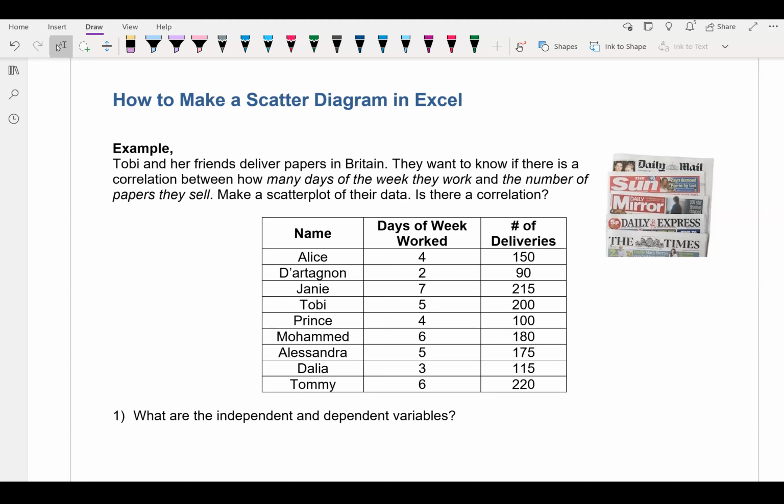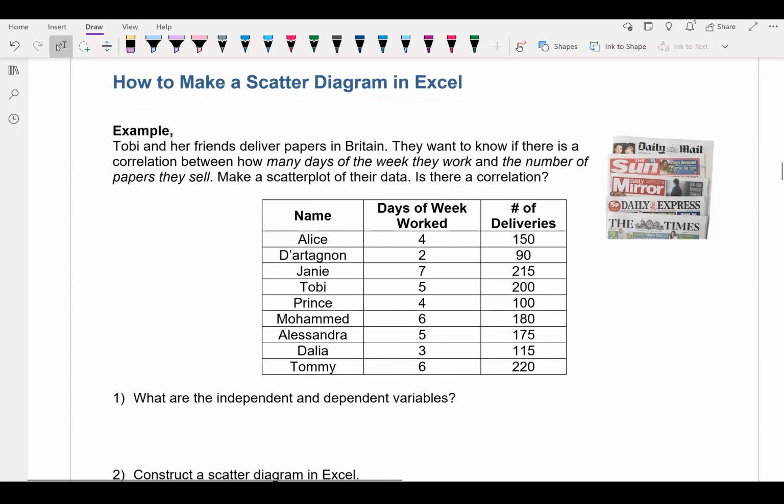Is there a correlation? So the first thing it asks us is, what are the independent and dependent variables? Well, again, I like to think about which one's dependent first. Which one is affected by the other? I would say that the number of deliveries is affected by the day of the week.